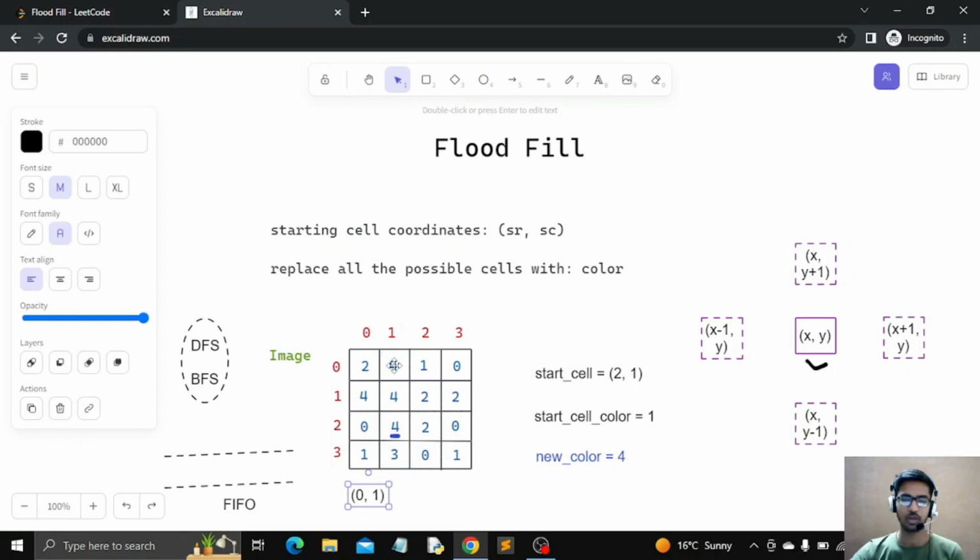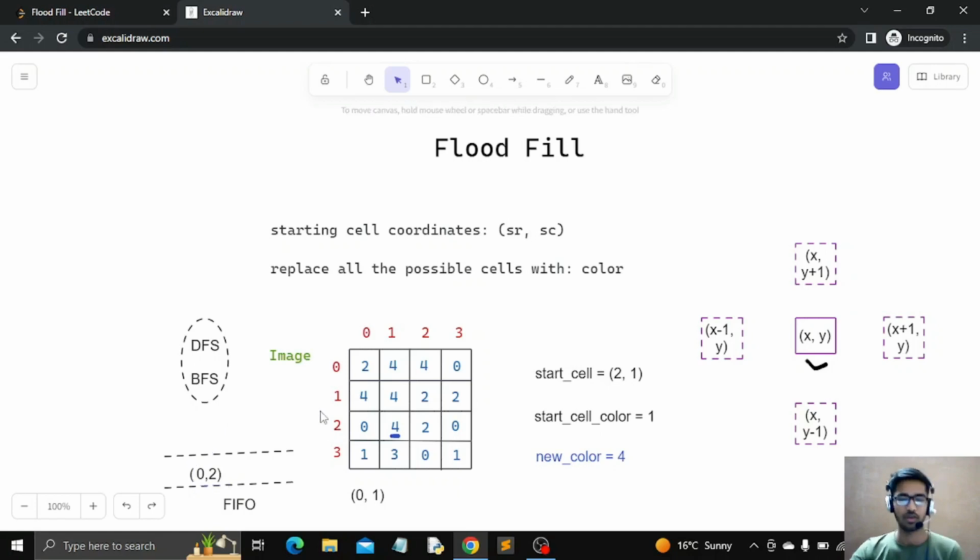Now we are talking about this particular cell. If we consider the neighbors of this cell, then only this particular cell is having value equal to the start cell color. So we will change its value to 4, which is the new color, and then we will add the coordinates of this particular cell, because it might be possible that the neighbors of this cell whose value we have changed should also be transformed into this new color. So that's why we will push the coordinates of this cell in our queue. And like this, our BFS algorithm will work, and I hope it makes sense to you. Now let us quickly move to the coding section.